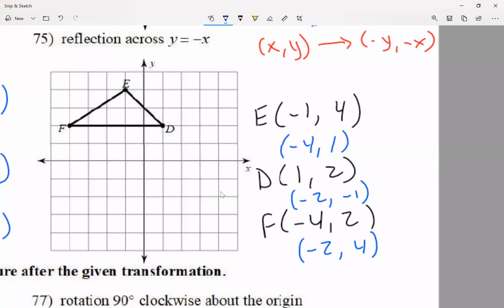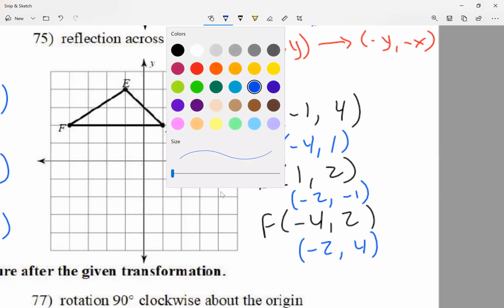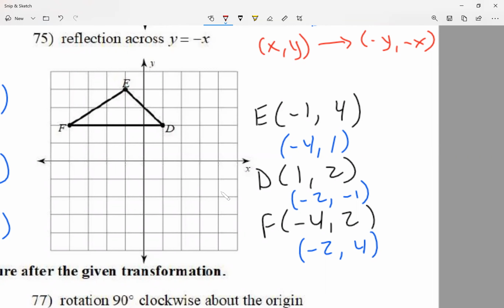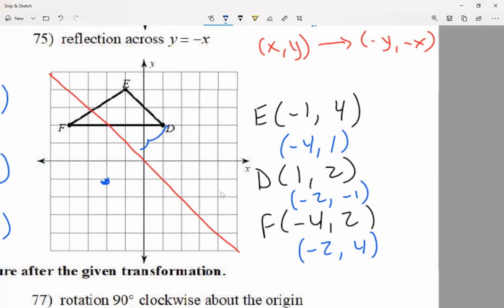Another way of doing it is to draw the line y equals -x. I'm literally going to draw that line. And I can count spaces. I can move the letters from one point to the other. If I look at D, it is 1.5 from the mirror line. So I count the distance on the other side, and here's D prime. And if you notice, the coordinates are -2, -1.